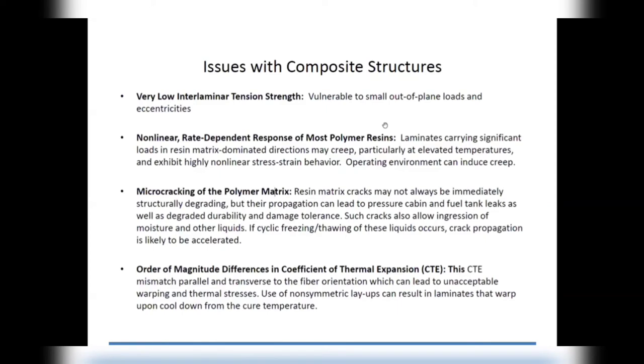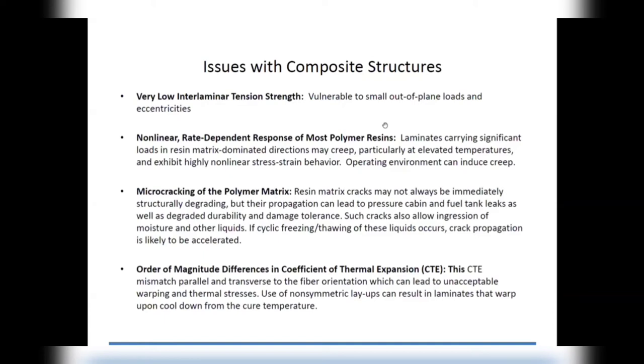Microcracking of a polymer matrix is something that could happen. Resin matrix cracks may not always immediately degrade the structural properties, but their propagation can lead to pressure cavern or fuel tank leaks, as well as degradation in the durability and damage tolerance. Such cracks can allow the ingression of moisture and other fluids. And if you were to have cyclic freezing and thawing of these liquids occurring, crack propagation can be accelerated. So it's very important to consider that while microcracking can be beneficial in some cases, it can be detrimental in other situations.